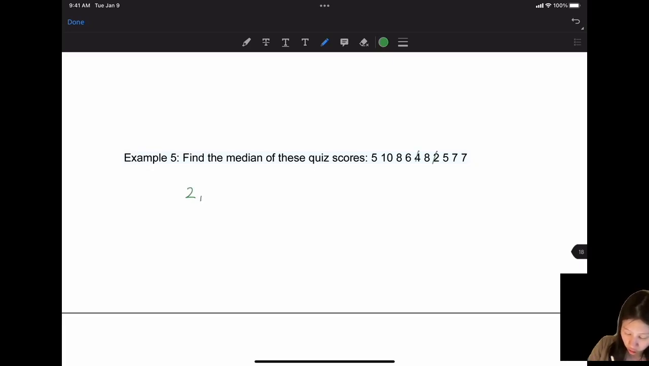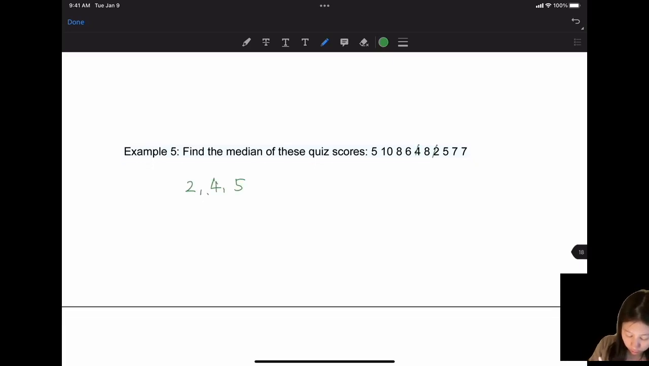2, 4, 5, 6. Oh, 6. And then we have 2, 7. I'm missing a 5. So now I need to add another 5 here. So that's why it's really important for you to just cross the number once you use it. 8 and 10. How many data? 1, 2, 3, 4, 5, 6, 7, 8, 9.